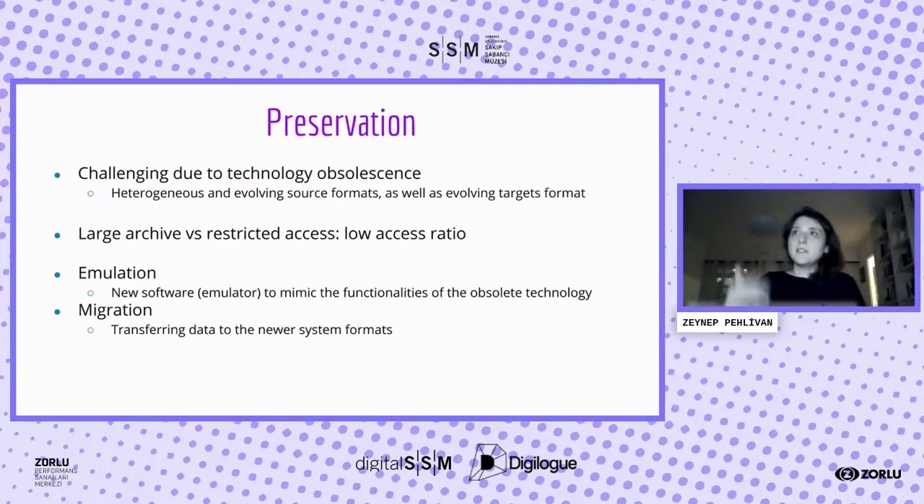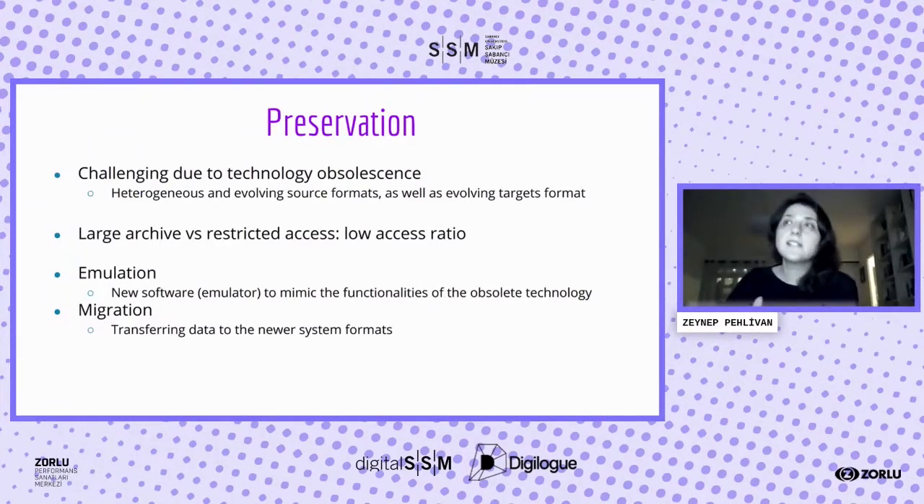So on the other hand, another issue is that we have very big, large archives. It's really huge. But on the other hand, the users that we have, 10, maybe 15, so a low access ratio we have here. There are two different approaches for technology obsolescence. One of them is emulation. What we do here, we develop a new software, which is called an emulator, to mimic the functionalities of the obsolete technology. It works, okay. But for everything in your archive, because now the archive history is more than 20 years, you would need an emulator for Windows 95, Windows 2000, each version of Explorer, I don't know.